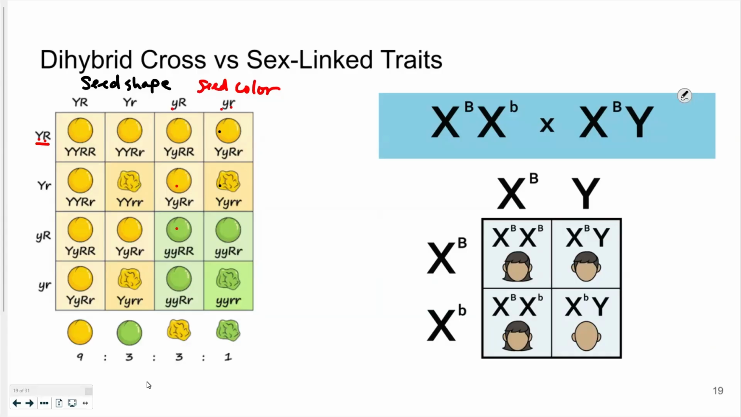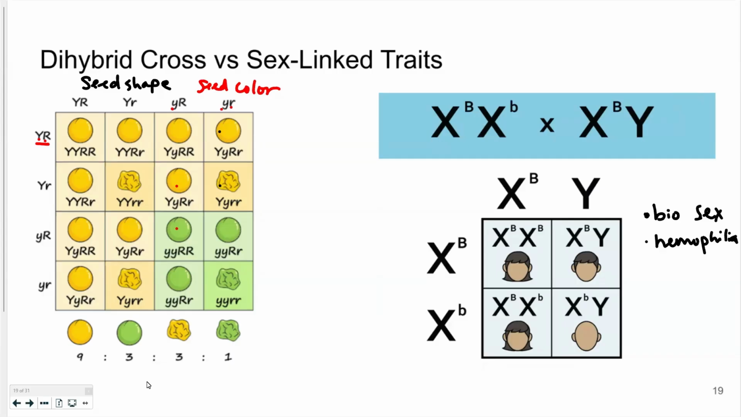Now, when we're talking about a sex-linked trait, we're still keeping track of two traits. We're keeping track of biological sex and, right, whatever the trait is. So let's go with hemophilia. We need to keep track of two things, but how are we going to do that with our 4x4 Punnett square that we see here? Well, we only need a 4x4 square because biological sex is determined by the chromosomes.